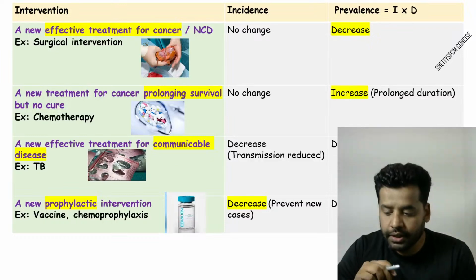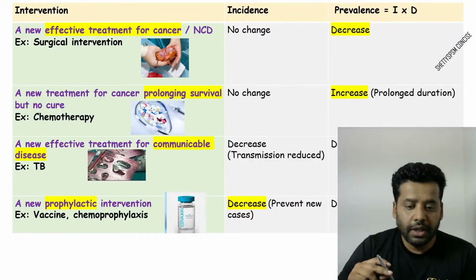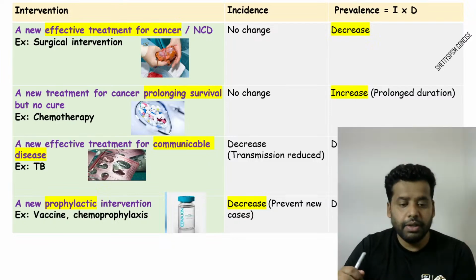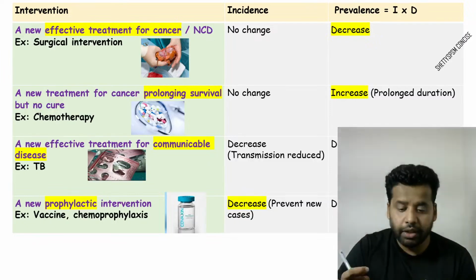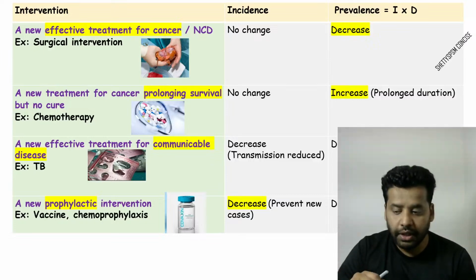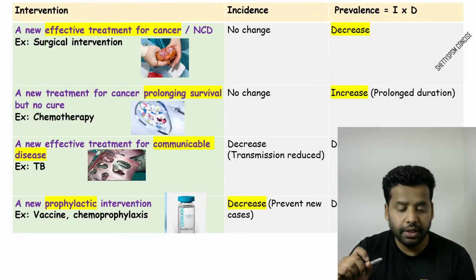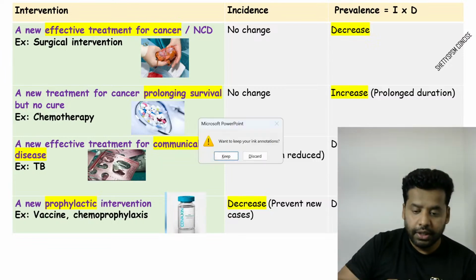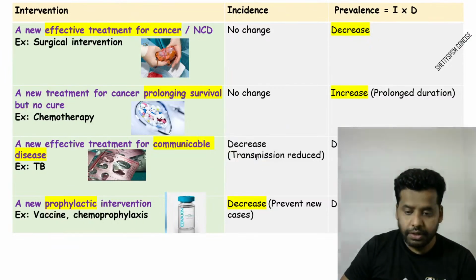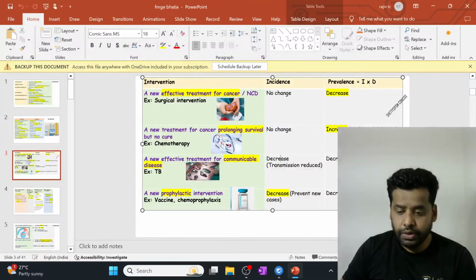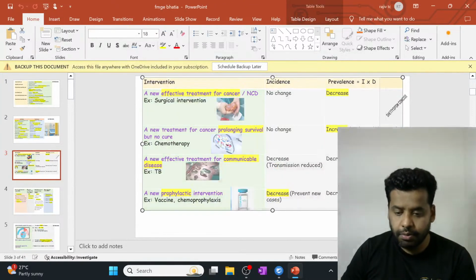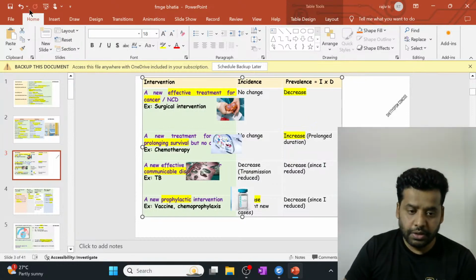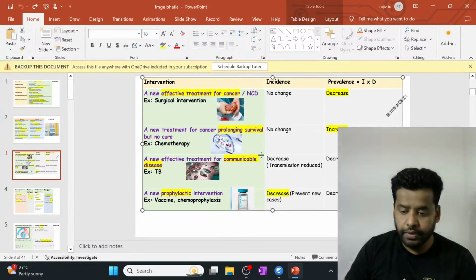Based on this, they'll ask so many questions, like what will happen if a new treatment comes? What will happen if a new treatment for cancer comes? If they give direct questions like this, you should remember these things. So what I want to tell is, see this question. How the question comes is, prevalence depends on duration of illness. Based on this, they're asking this question.